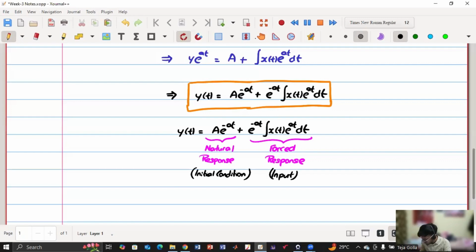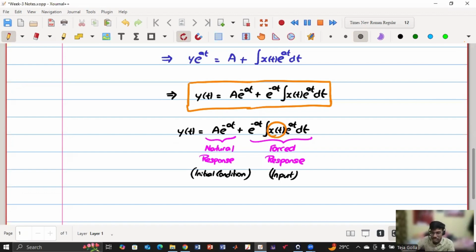Because if the input is not there, then this term vanishes. That's why it is forced, because some input is forcing this response. If the input is vanished, then this term does not exist. So this is called the forced response, because some input is forcing this response. It is not happening by itself. Whereas the natural response is happening by itself. It is not dependent on the input. That's why it is called the natural response. It is happening naturally, and it is dependent on the initial condition.